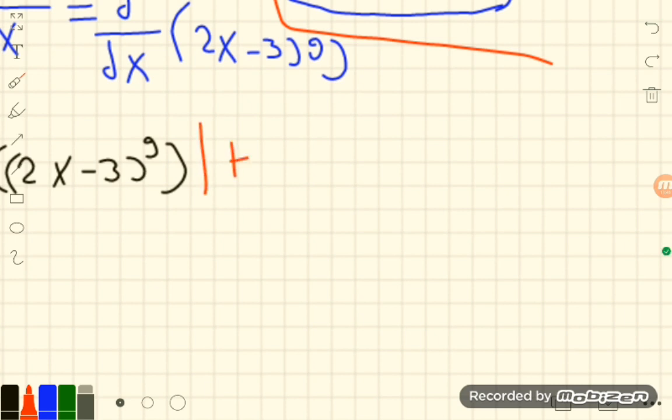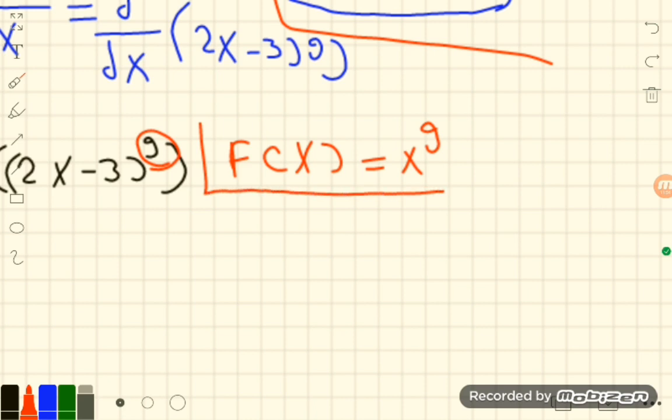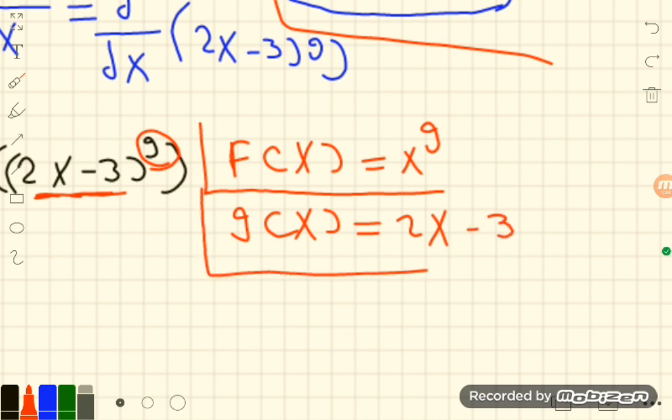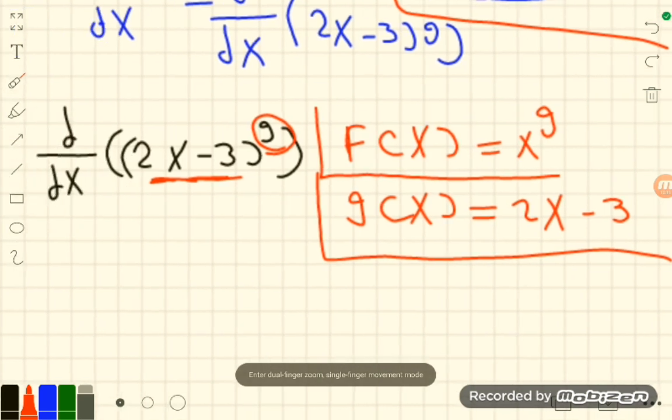So let's say, for example, that f of x equals the bigger one, which is x to the 9th power. And then I have another function, let's call that g of x, and that's equal to the one that's left inside, which is nothing but 2x minus 3. Now that we have this established, can we solve this derivative? Yes, we sure can.